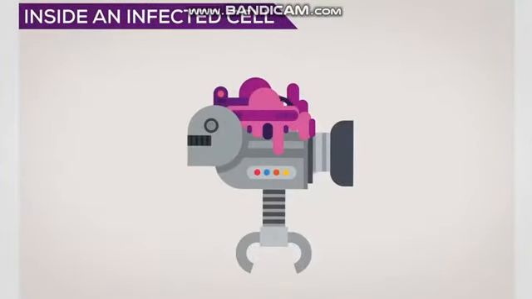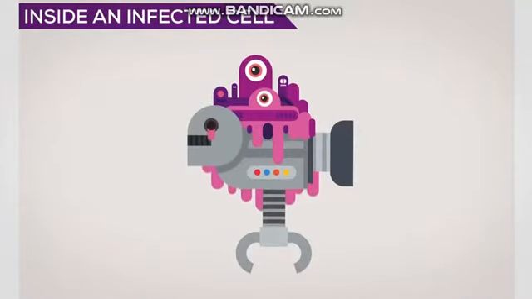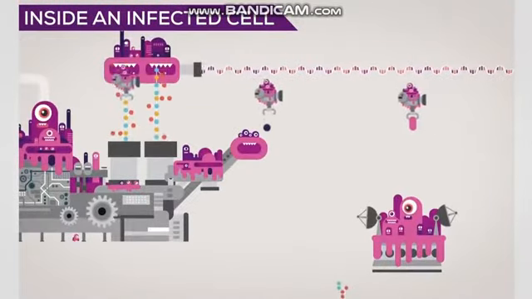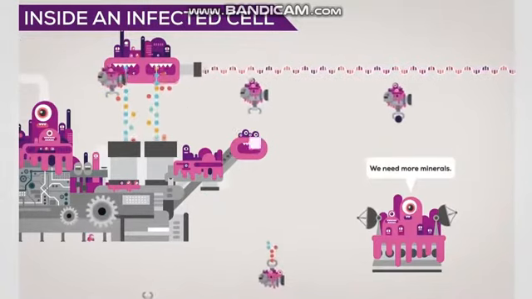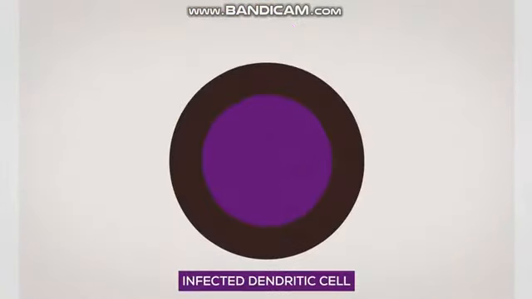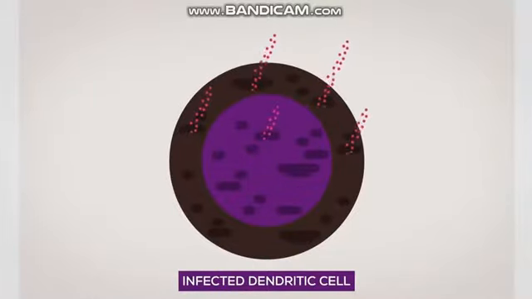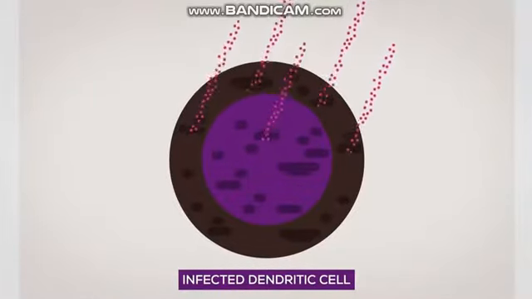In a nutshell, it takes over the cell, disables the cell's protective mechanisms and reprograms it. The cell now becomes a virus production machine and uses its resources to build Ebola viruses. Once the cell is saturated, it dissolves the cell membrane and millions of viruses are released into the tissue.